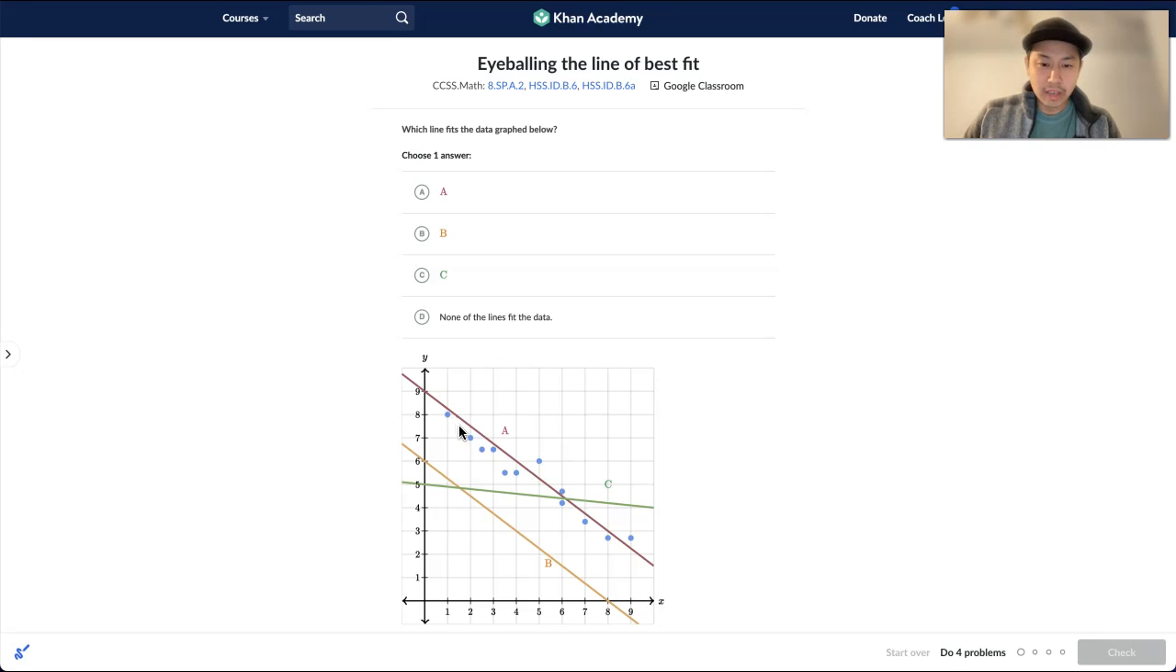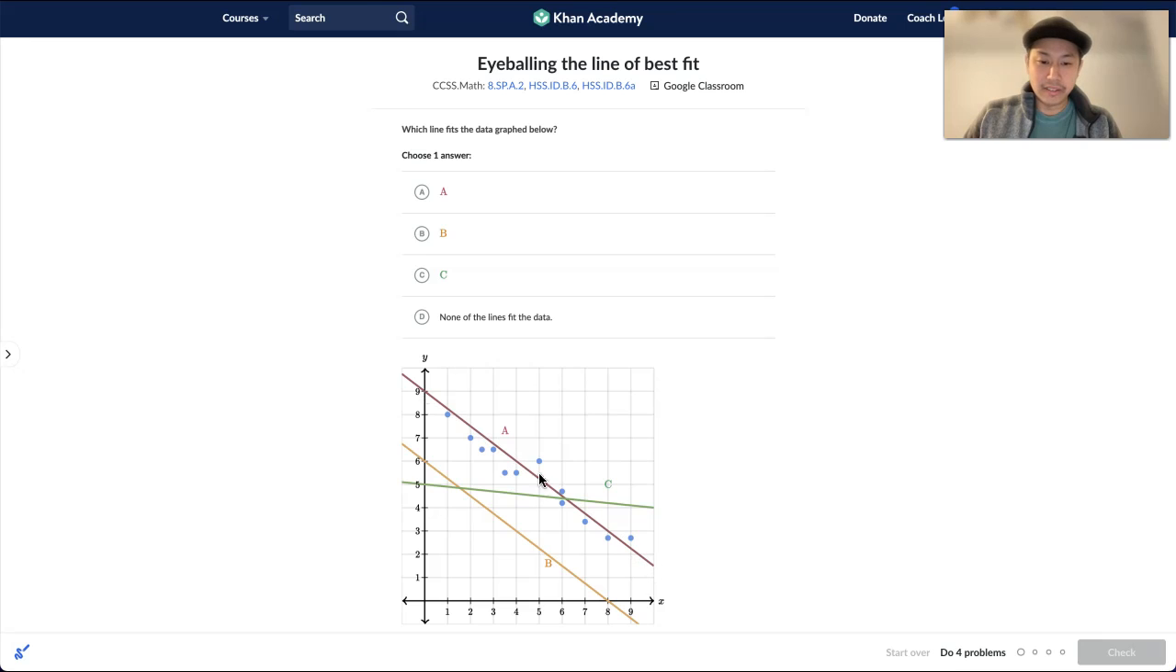Okay, so for example, if you look at the blue points, try to ignore the lines for now, right? We have a negative correlation. It looks like it's a pretty strong correlation, right? And the line that best goes through most of the points, or we call it the average of the points, would be line A.